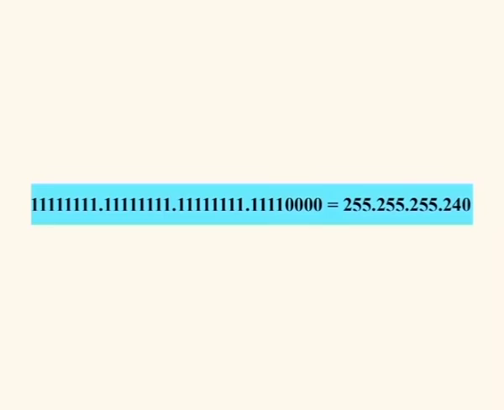Borrowing 4 bits results in the new subnet mask shown on the screen. Please notice the least significant 4 bits in the binary format of the subnet mask. These will be used to represent the host ID.